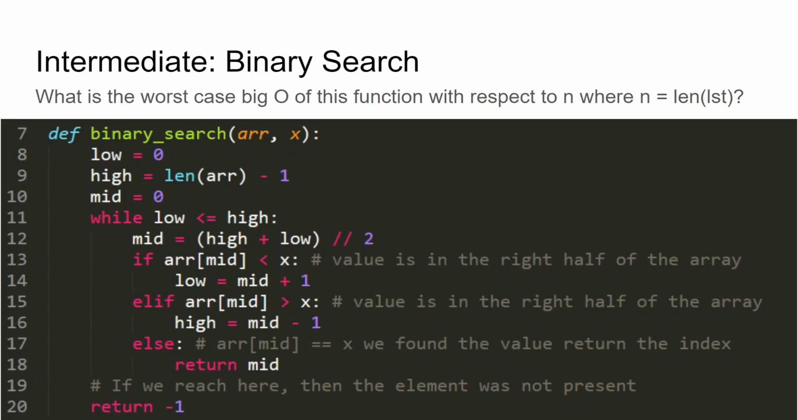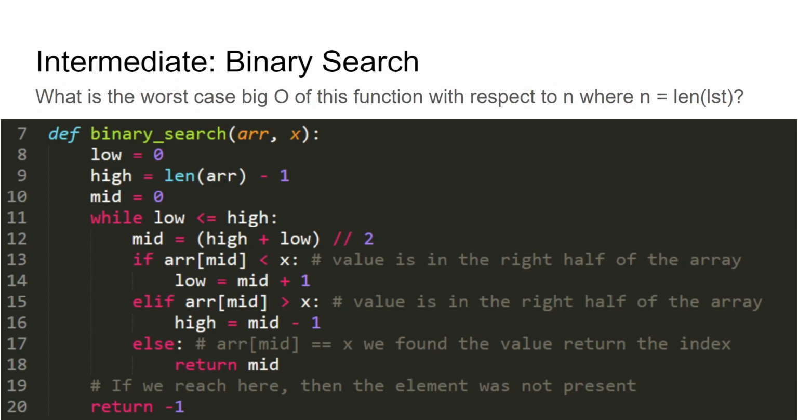Let's go over another example, binary search. What is the worst case big O of this function with respect to n, where n is equal to the length of the list? Binary search is an algorithm which finds the index of an element in a sorted list. It does this by checking the middle element and comparing it to the element it is searching for.